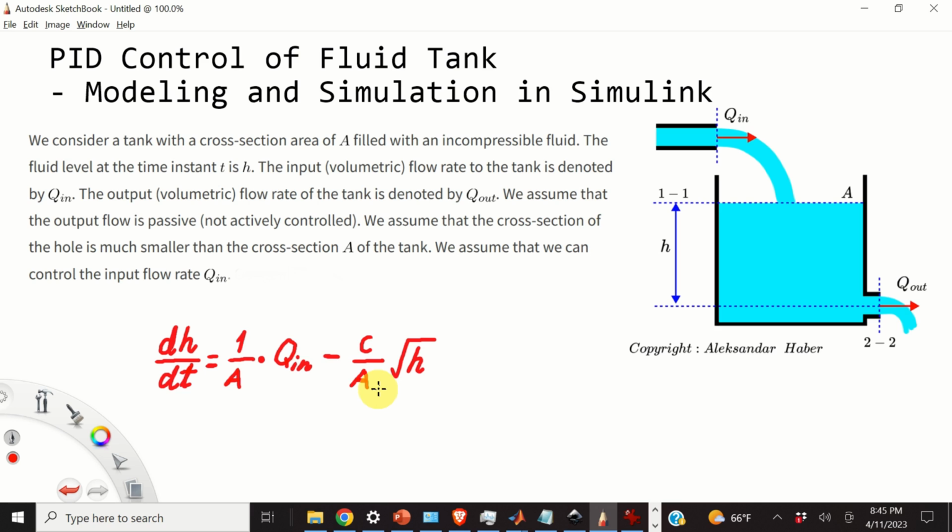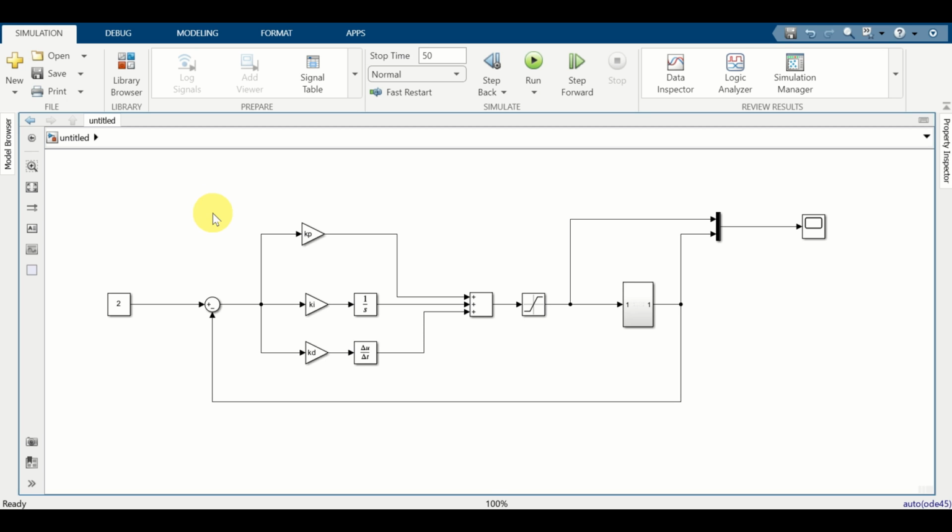In this tutorial, we explain how to model this nonlinear dynamics of the fluid tank and how to implement and test a PID controller for such a nonlinear system in Simulink. This block diagram represents the Simulink model of the complete closed-loop system. By the end of this tutorial, you will learn how to create and simulate this closed-loop system in Simulink and MATLAB.